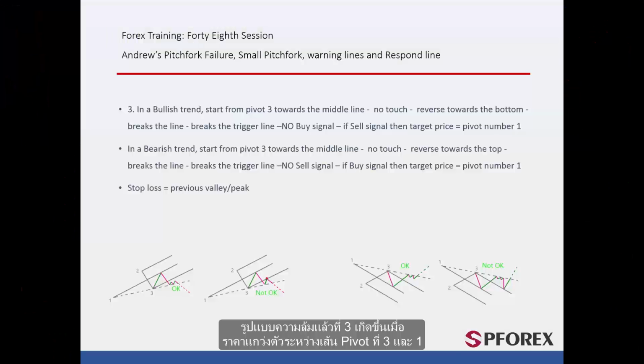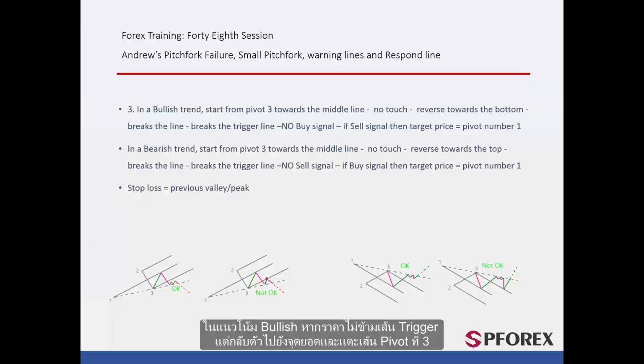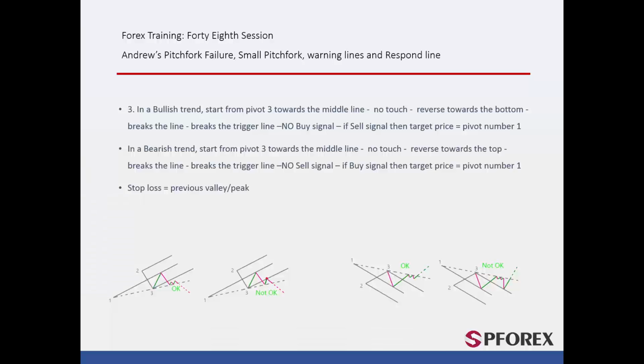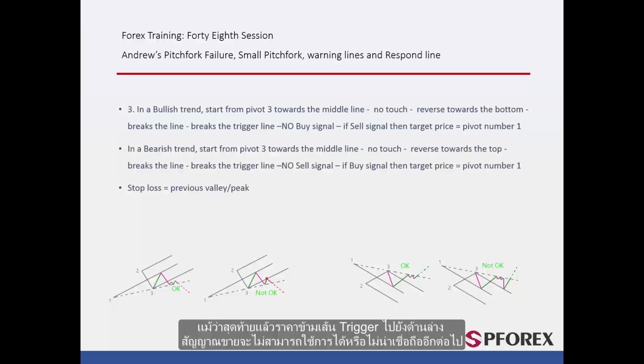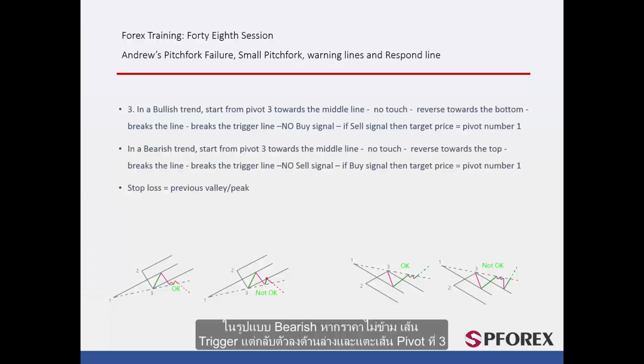The third failure format is formed when a price oscillates between the third and first pivot lines, followed by a movement towards the trigger line. In a bullish trend, if a price does not cross the trigger line and returns towards the top and touches the third pivot line, even if eventually price crosses the trigger line towards the bottom, a sell signal will not be valid or reliable. In a bearish format, if a price does not pass the trigger line and returns towards the bottom and touches the third pivot line, though price passes the trigger line towards the top, a buy signal will not be true or credible.